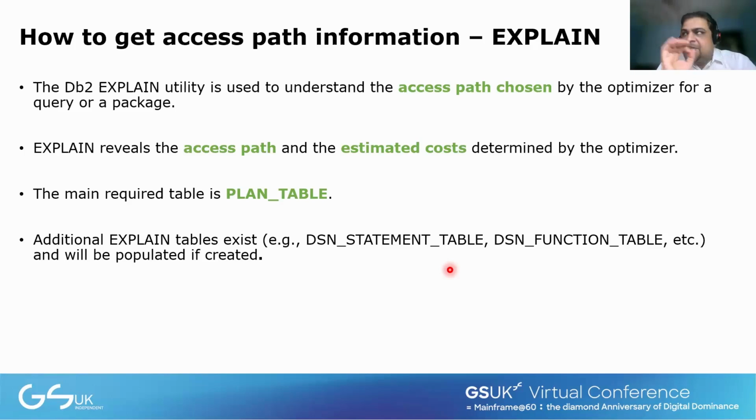And to run EXPLAIN, the one thing which is required is called a PLAN_TABLE. So you need to make sure you have the PLAN_TABLE set up in your subsystems. That is the main important table if you want to understand the access path.